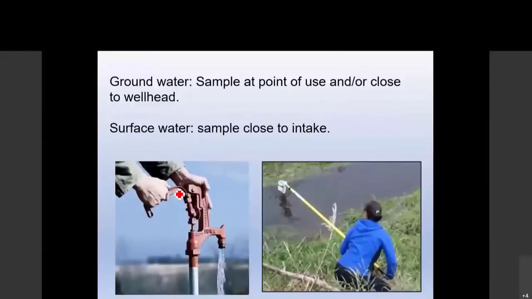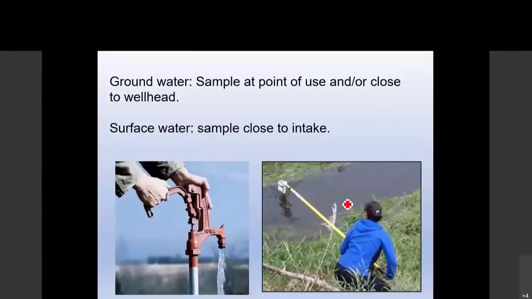So groundwater, you're going to want to sample at point of use, or frequently we pull from the closest hydrant to the well. Run your water for several minutes. Make sure that you're not testing water that's been standing in the pipes. So let your hydrant run for several minutes to clear those pipes out.